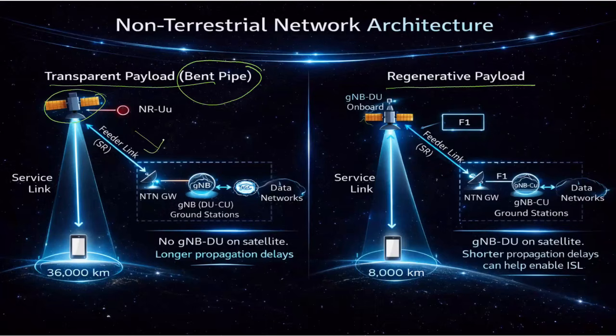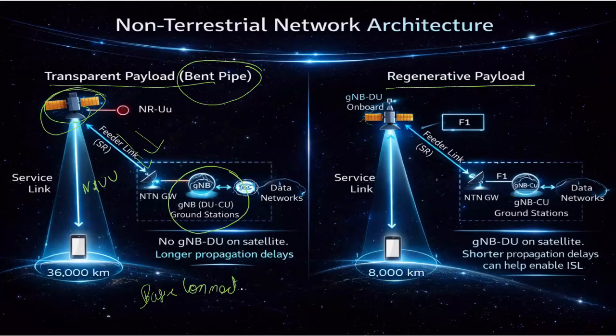Here the user connects through the NR-Uu interface, right? The signal goes to the satellite and through the feeder link to the NTN gateway, and processing happens on the ground, like the DU and CU. So gNodeB processing happens on the ground. No processing happens in the satellite. This means a simpler satellite design, but the signal has to travel a long distance to the ground and back. So what can be the impact? Higher propagation delay and increased latency, but it is usable for basic connectivity, right?